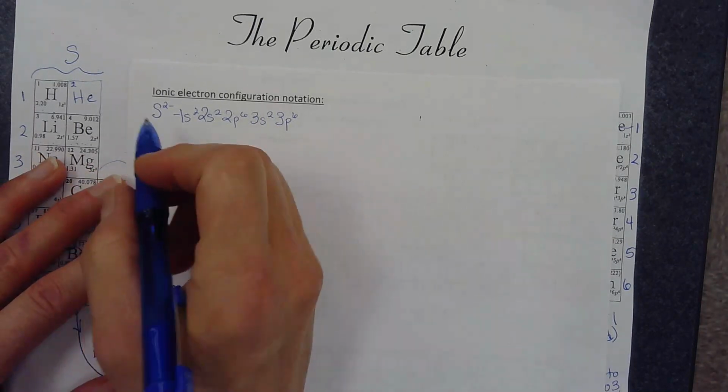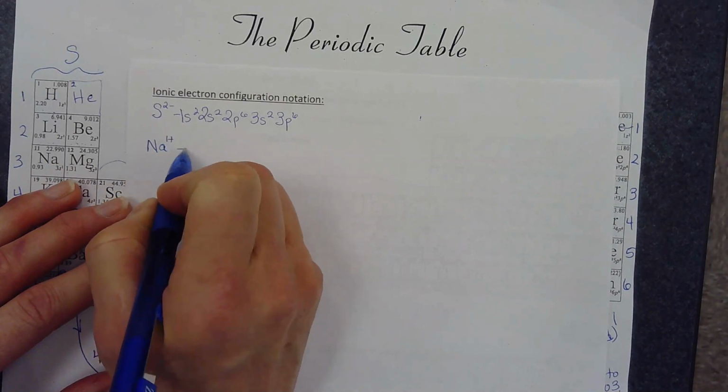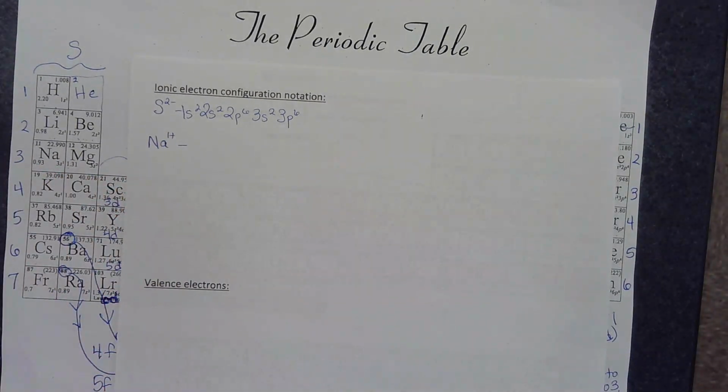All right? Draw the electron configuration notation for sodium ion. I'm telling you it's +1 charge. You don't have to look it up. Now the question is, who does it look like when it is +1?